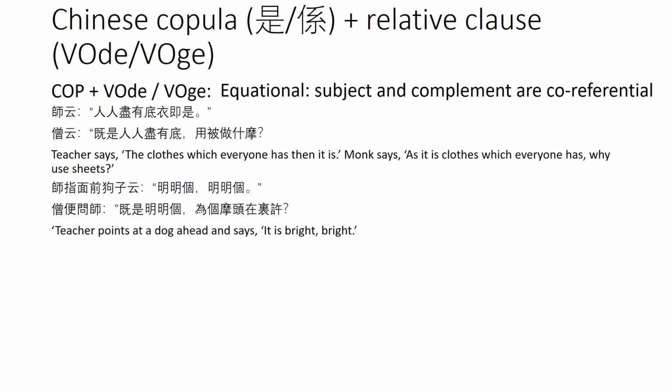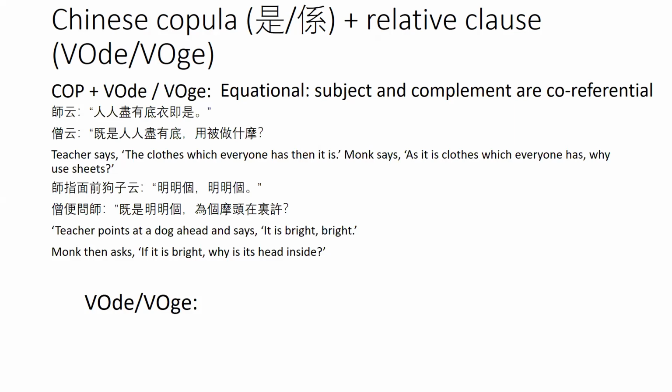In the same work, 祖堂集, likewise, there's another similar example of ge. So, for example, 是指面前狗子云明明个，三辩问是鸡是明明个，为个摩托在里许，鸡是明明个. That also anticipates the southern conditional constructions. So for example, Cantonese 嘅 or 嘅話, 既然係明明嘅話, or 既然係明明個話, where 嘅 here is equivalent to Mandarin de.